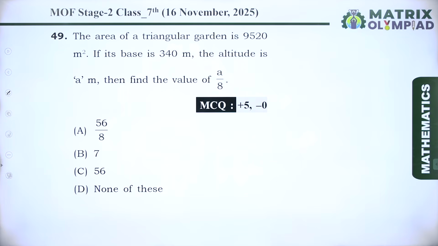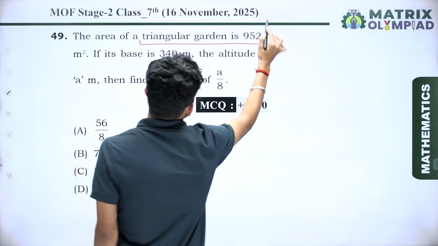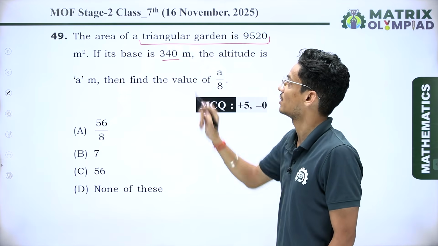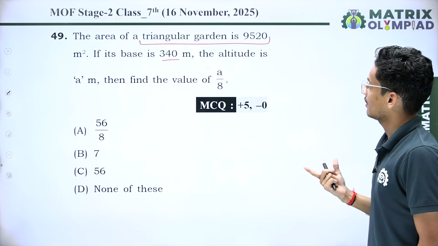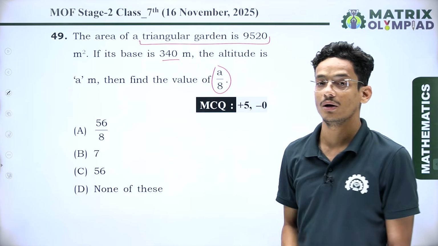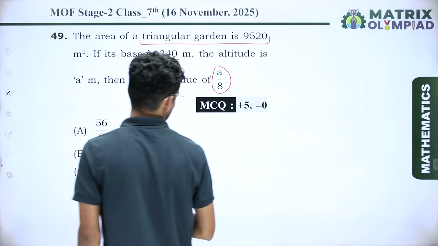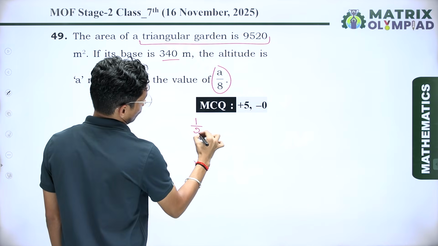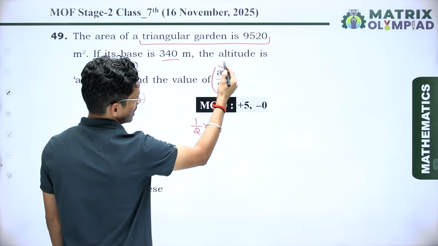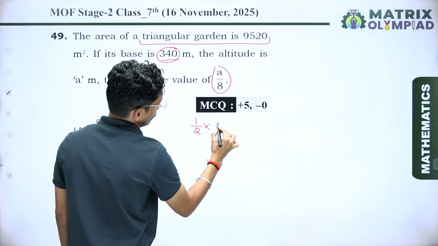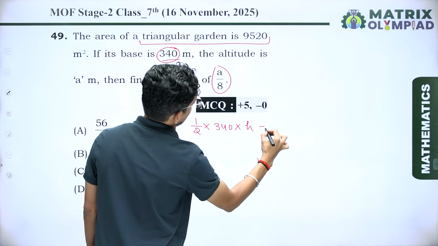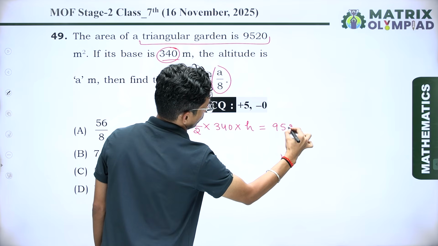So now the next question: the area of a triangular garden is 9520 meter square. If its base is 340 meter, then the altitude is A, then find the value of A upon 8. So we know the area of a triangular garden is 1 by 2 base multiplied by height, that is base multiplied by altitude. Base here is given as 340, altitude we have to find, that is H, which is equal to 9520.